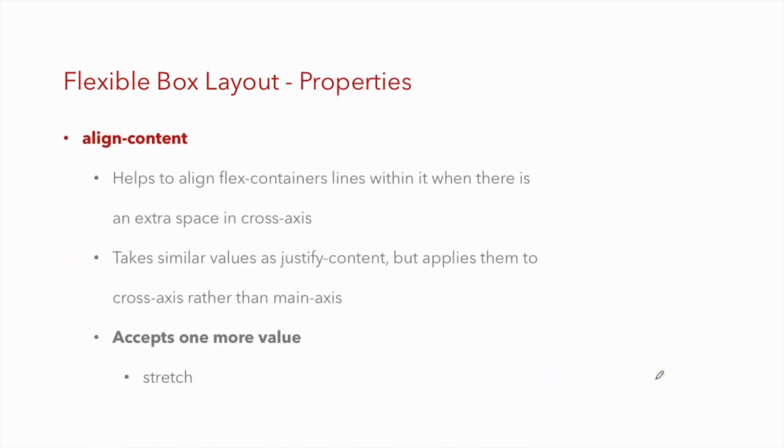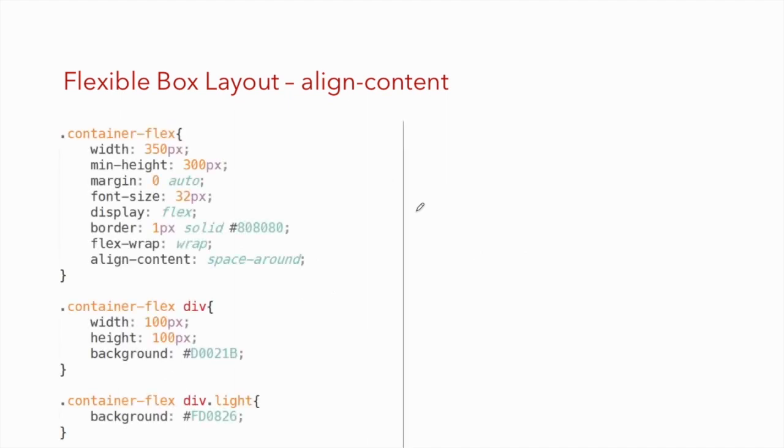Then we have align content. It helps to align flex container's lines within it when there is extra space in the cross axis. It takes values same as justify content but applies them to the cross axis rather than the main axis. It accepts one more value, that is stretch. So let us take one example on align content.